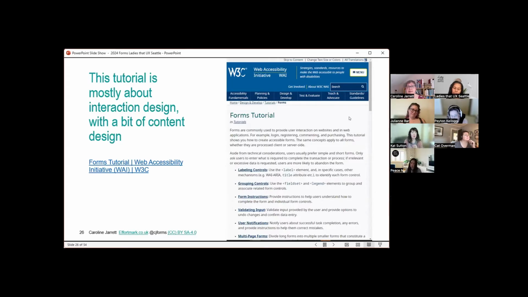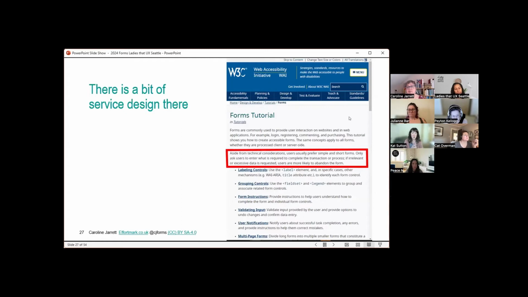So it's not that I'm against WCAG at all. I think it's a very valuable and useful resource, and we should all be doing it. But when I looked in the forms tutorial, I realized that it was mostly about interaction design with a bit of content design, but I wasn't getting much to help me with what I would think of more as the service design aspects or content design here. Apart from at the beginning of the tutorial, I spotted this bit, which goes back to a comment that someone made, which I fully agreed with. Here we have: users prefer simple and short forms. Generally, they do, and I agree with that.